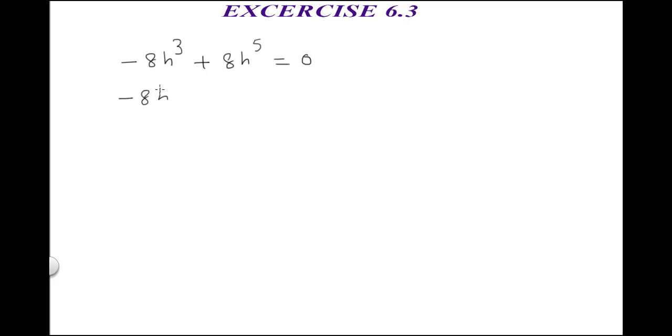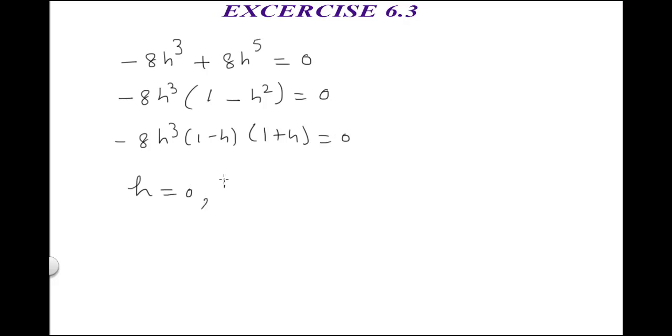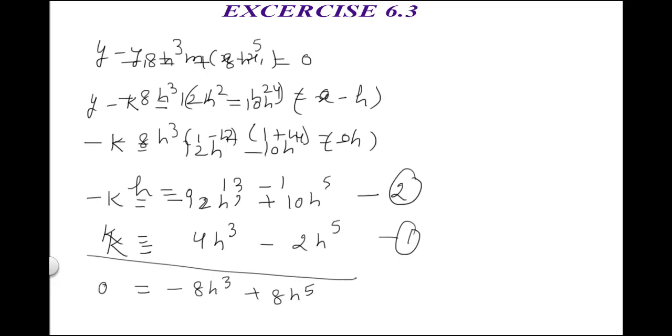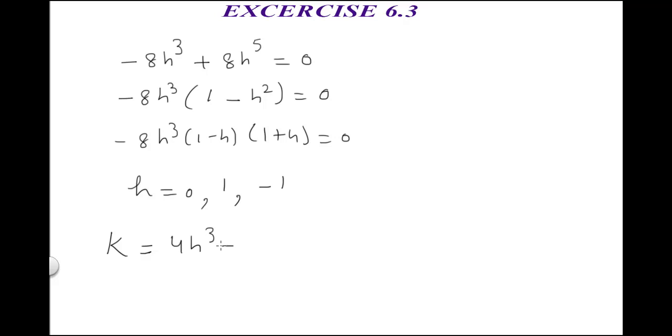Solving it, take minus 8h cube common, and we are left with 1 minus h square equals 0. So we have 8h cube into (1 minus h) into (1 plus h) equal to 0. From here we have h equal to 0, h equal to 1 and minus 1. These are the three values of h, and we know k equals 4h cube minus 2h to the power 5. Using this equation and putting in the values of h, we can find our 3 points. When h is equal to 0, k will be equal to 0. So this will be the first point.